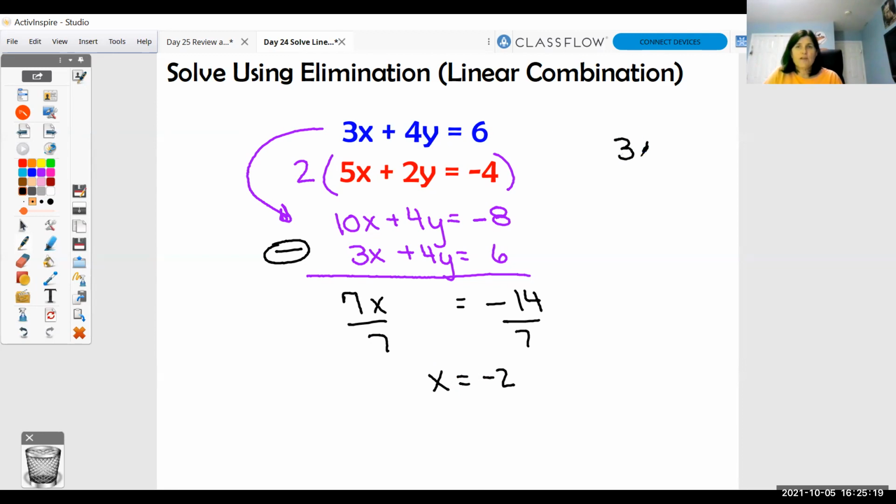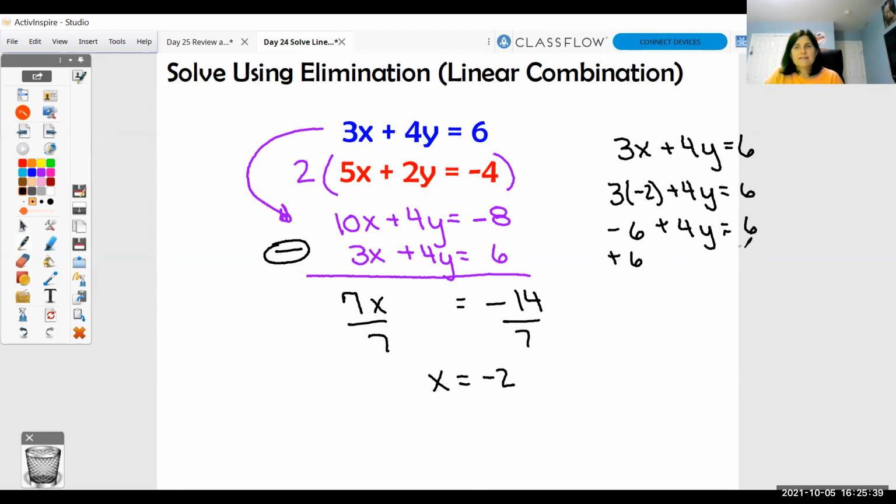Let me take the blue equation. I'm going to substitute that negative 2 in for x and then solve it to figure out what the y partner would be. Right, so 3 times negative 2 is negative 6.